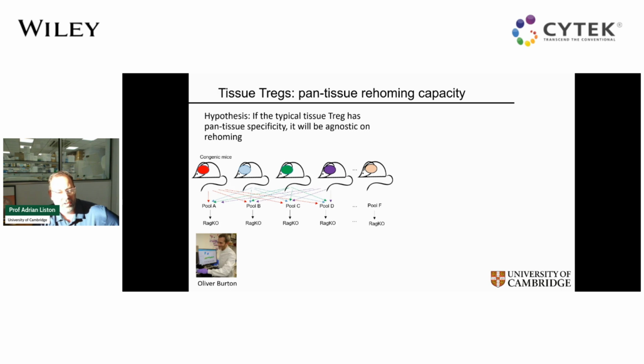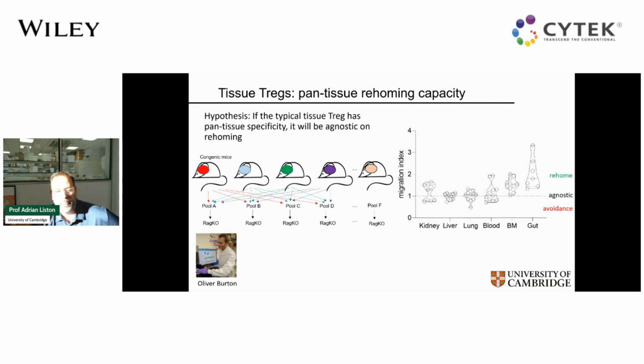We can then take organs from each of these mice, take multiple organs, and then create a pool where each organ comes from a different mouse. So in pool A, we might have the liver from CD45.1, the lung from CD45.2, and the pancreas from CD45.1.2. So this creates multiple different pools, and in each pool, we've got regulatory T cells that we can trace to which tissue they originally came from. We then transfer the entire pool over to a rag knockout mouse and look where those regulatory T cells home after transfer.